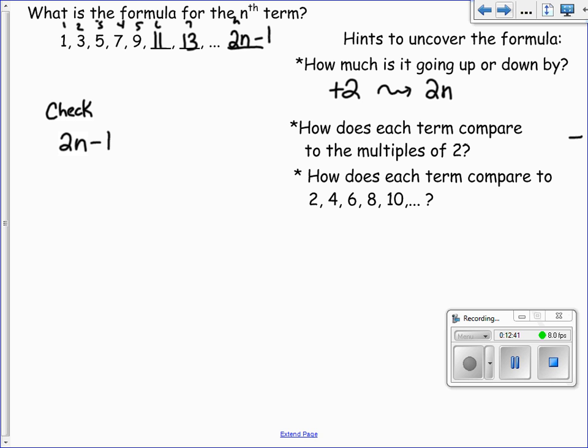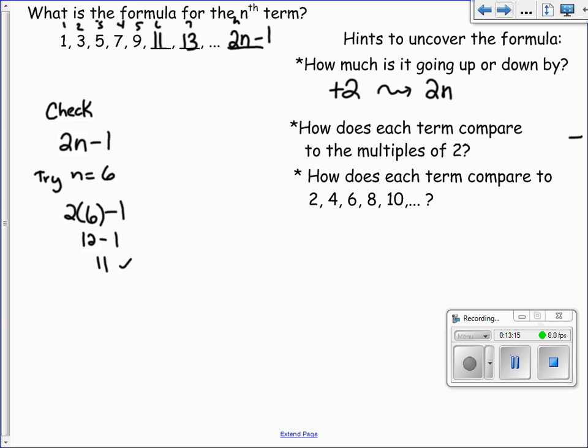So for example, if this formula is right, when I plug in 6, I should get the 6th term of 11. So let's try using term number 6. I plug it in here. Two times 6 is what, Will? Minus 1 is 11. Is the 6th number 11? It is. Let's try another one.